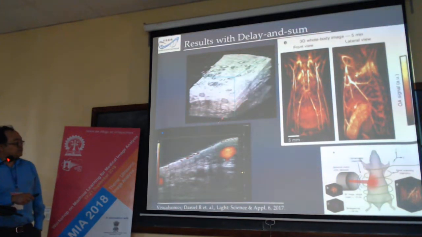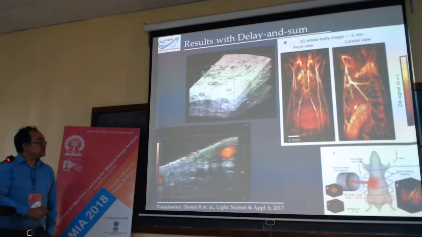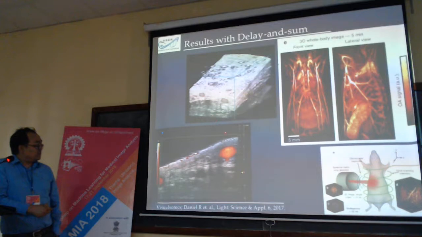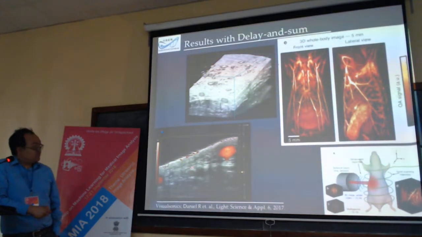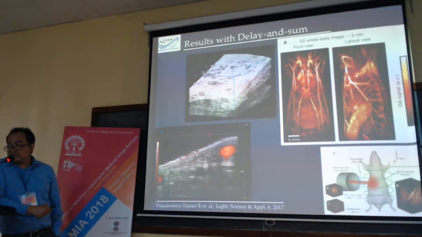So this one, please don't take a photograph because this is unpublished. As well as this one is from VisualSonics, and I didn't take the permission properly. This is from the VisualSonics images. This is an image of my hand. This is real time.